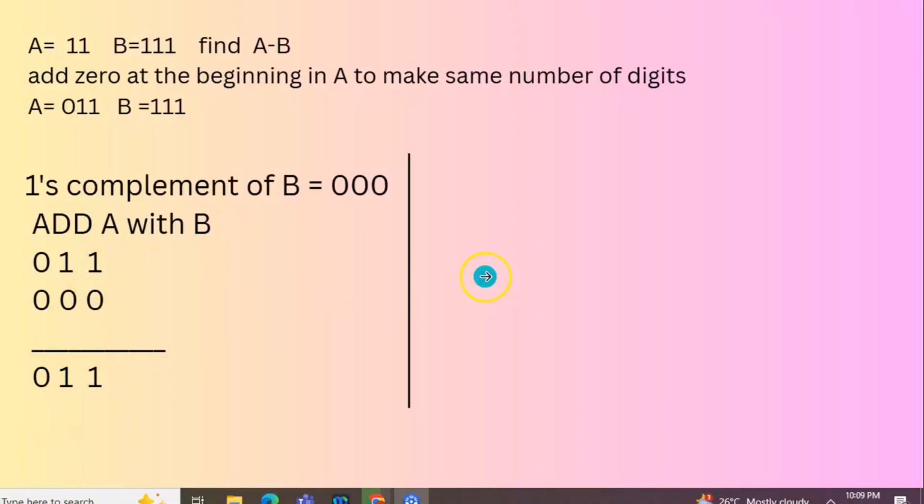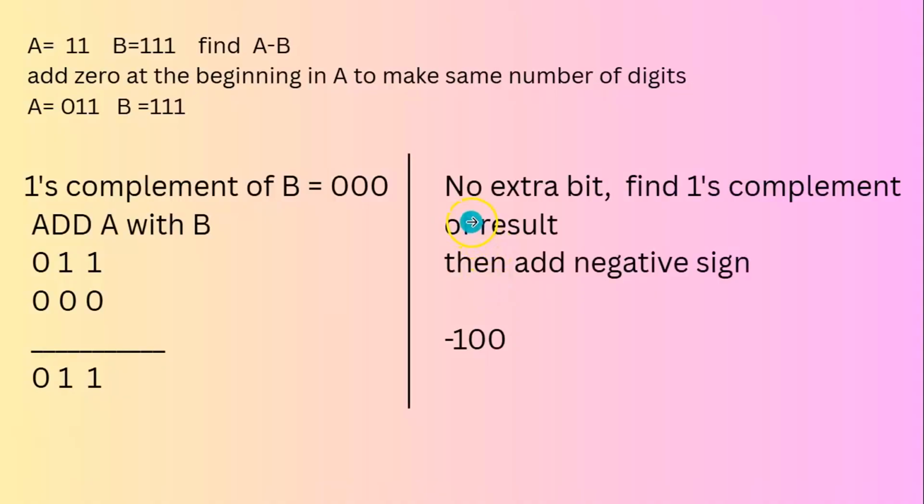Now based on the result, what we are going to do: there is no extra bit, so find the 1's complement of the result, then add a negative sign. This rule we have already discussed in the 1's complement subtraction method. So you find the 1's complement of this result. That means this will become 1 0 0, and we add the negative sign. You can see that the decimal value of A is 3, the decimal value of B is 7, and the decimal value of the result is minus 4. That means 3 minus 7 is minus 4.